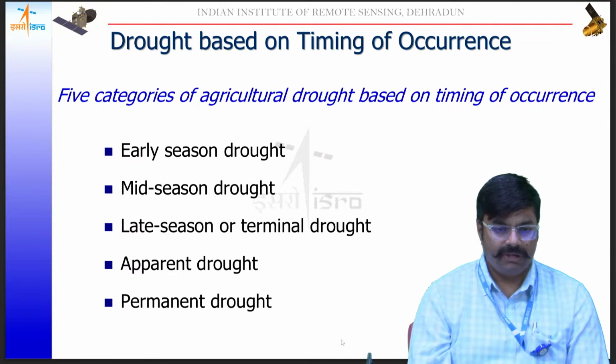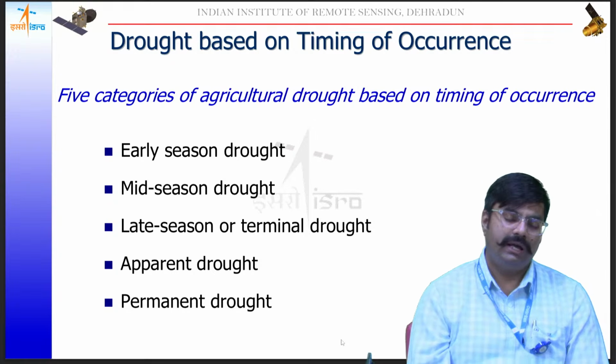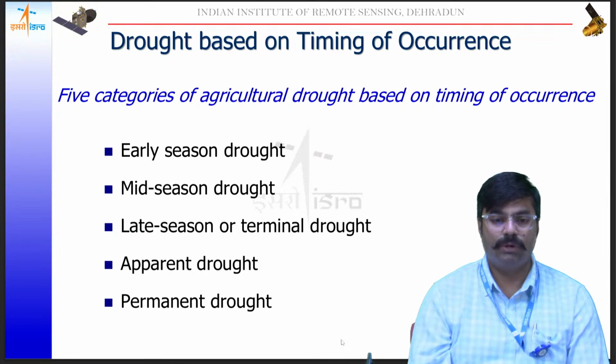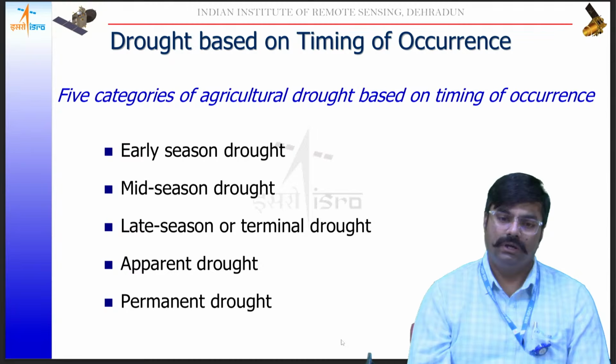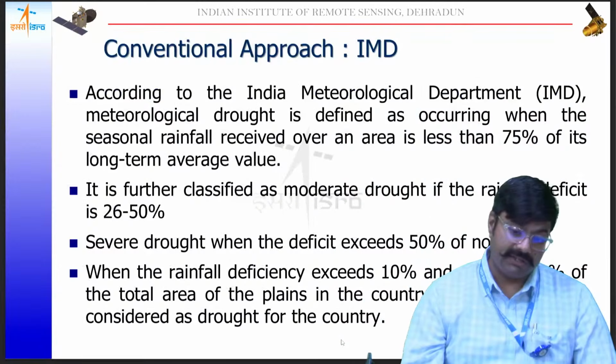In case of permanent drought, an area is classified as semi-arid to arid region, where the annual rainfall is less than 50 mm. That area is classified as a permanent drought region because the length of the growing period in the same area is less than 30 days, which is not suitable at all even for short duration crop types. So this is the drought classification based on time of occurrence.